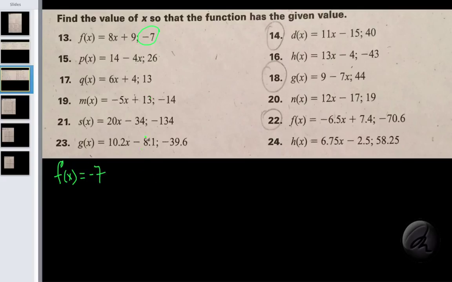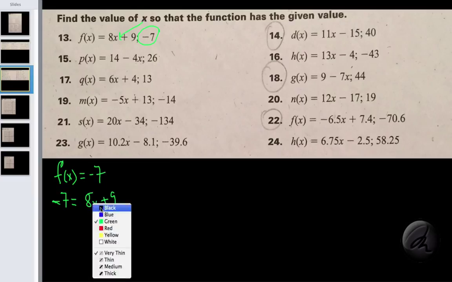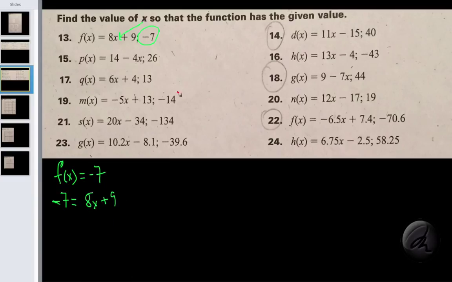I need to find out what the value of x is going to be if the whole function equals negative 7. So I can replace my function with negative 7 equals, and then the rest of it, 8x plus 9. Now I'm trying to figure out what x equals, so I'm going to isolate that variable and find out what its value is.